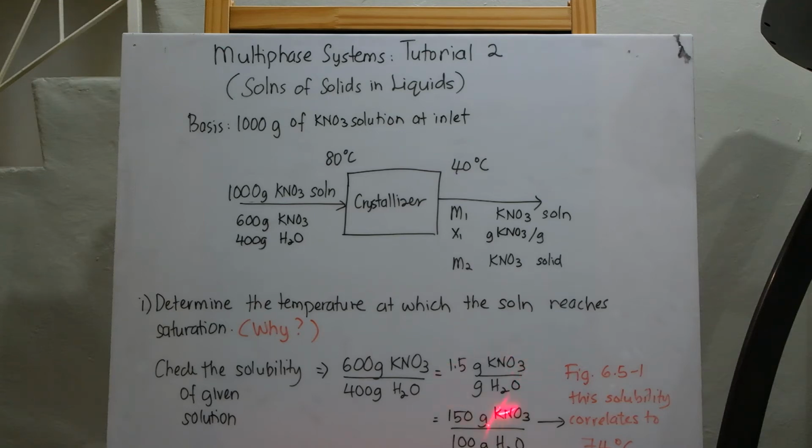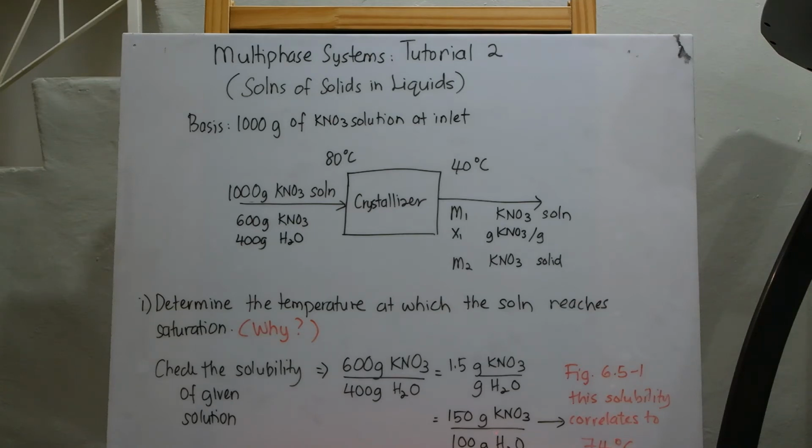So we translate this into solubility data because we have to divide by 100 H2O for solubility. If we have that data, then we can use the solubility figure in your textbook. So to convert this, we multiply both top and bottom by 100. So we'll get the solubility of this inlet solution is 150 gram potassium nitrate per 100 gram of water. This solubility actually correlates to 74 degrees.